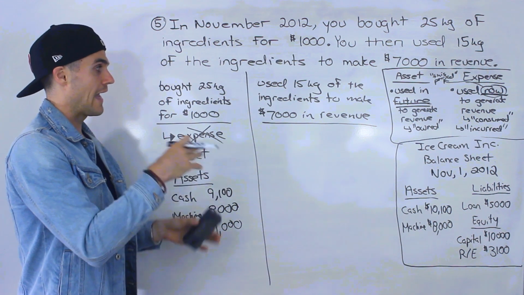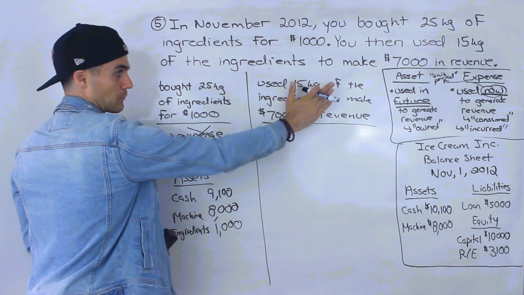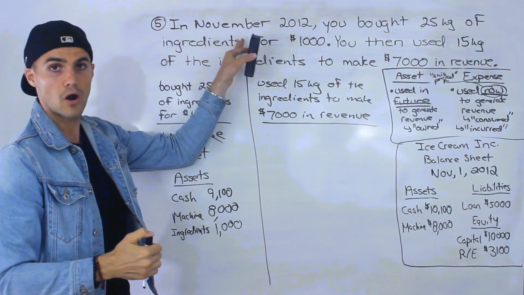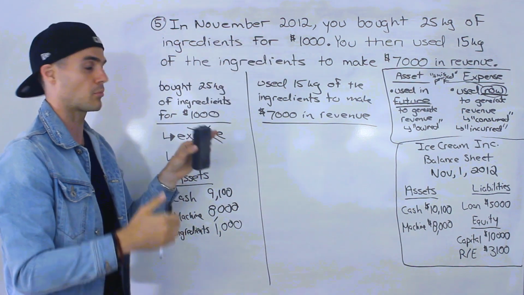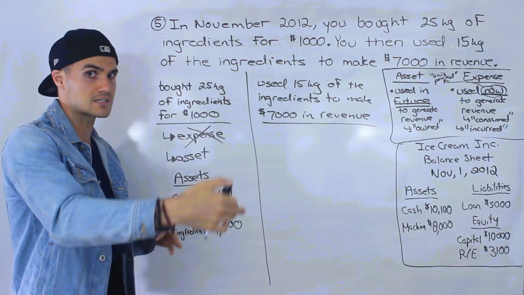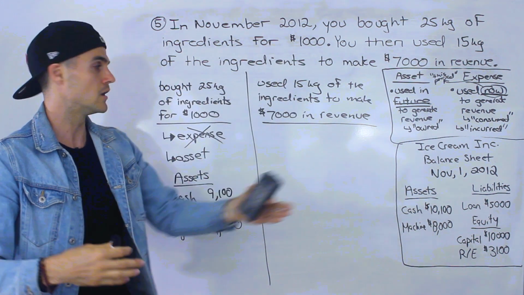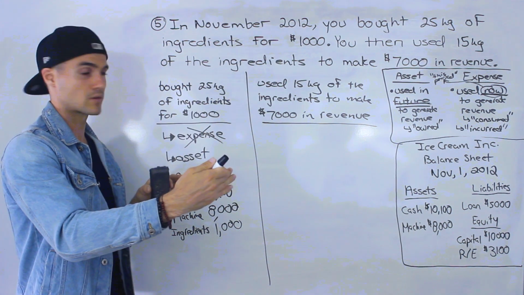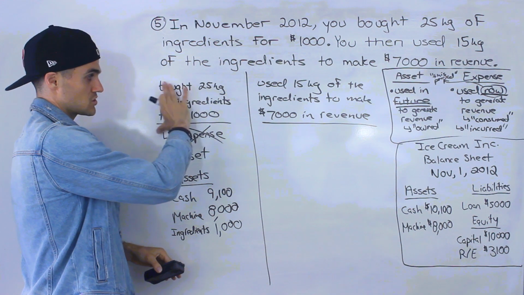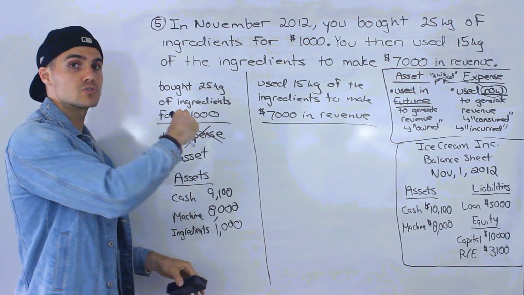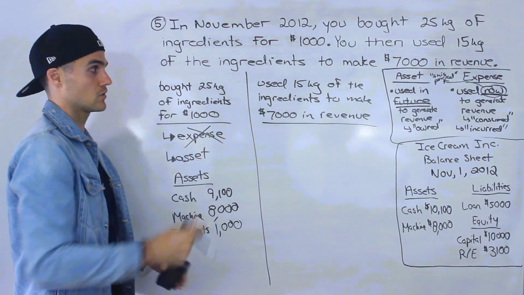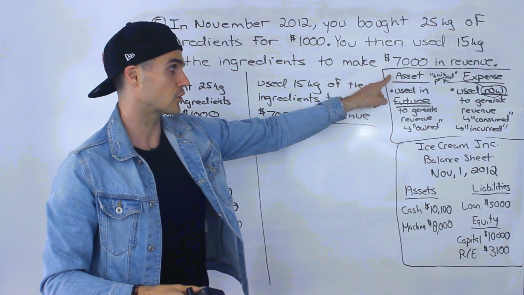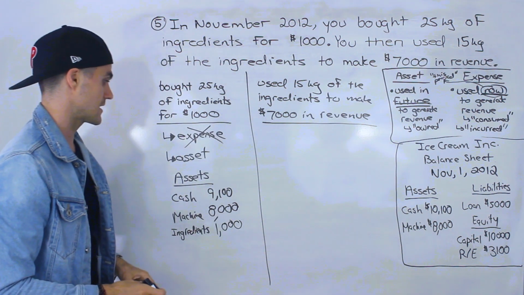And remember we're ignoring this, we don't know, are these ingredients going to be used, all of them, in November? Or is a portion going to be used in November, and then a portion in December, and then a portion in January? We don't know exactly when these ingredients are going to be used to generate revenue, right? So for now, just with this transaction, they're going to be used in the future to generate revenue. And because they're going to be used in the future, we have to categorize the ingredients as an asset.